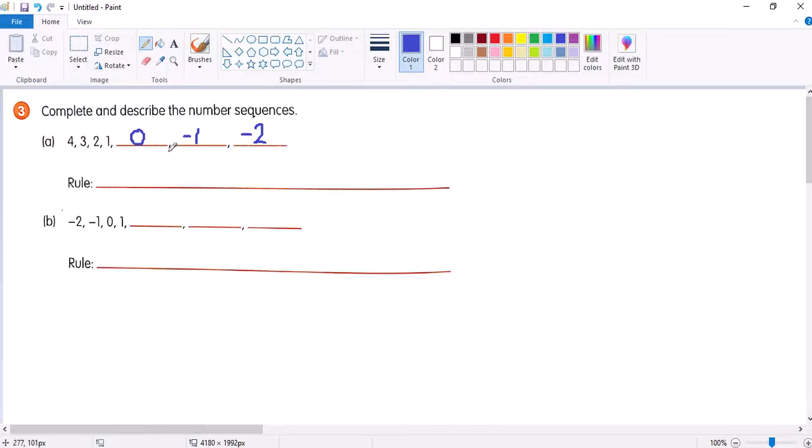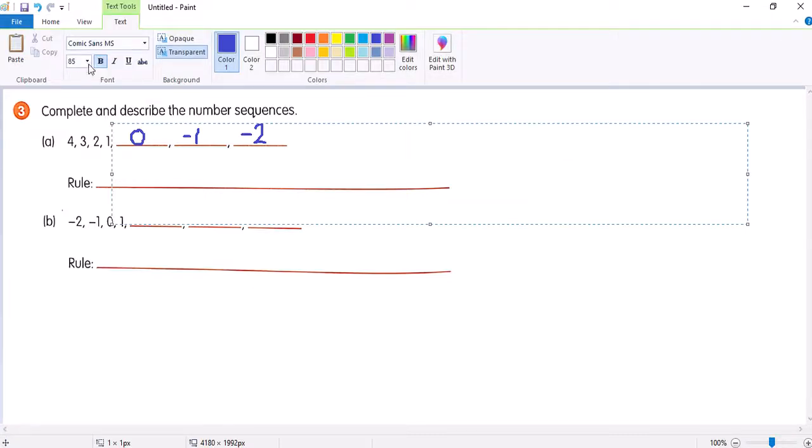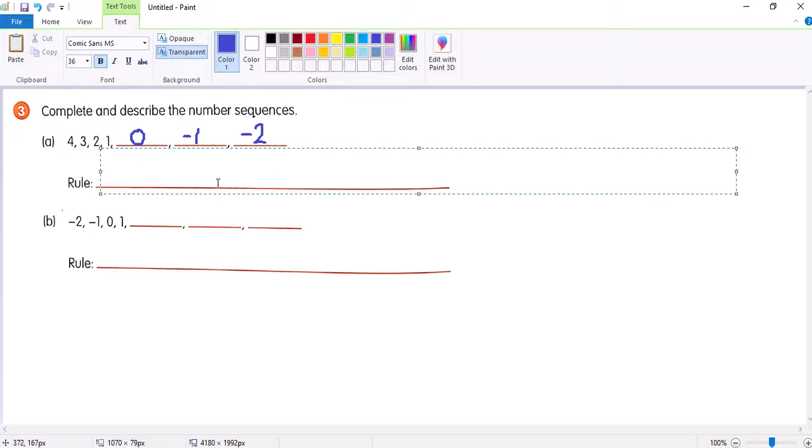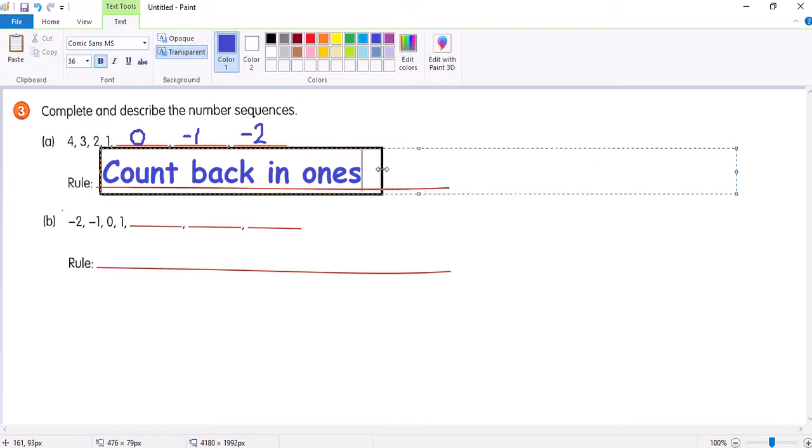So here is the rule. What is the rule that we're using here actually? So we're actually doing, let me just try to make my font smaller. Here we go. So we have now, okay, so counting or count back. And how many numbers are we using? Are we skipping by 1 or 2 or 3? So we're counting back in ones. Okay, count back in ones. So we're counting back, we're not counting forward, we're counting back.